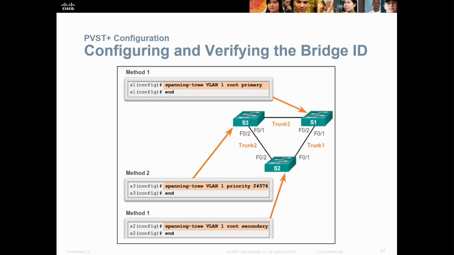Here in method 2, we could also change the priority to a lower number. Or we can actually set, again, a root primary or a root secondary, and that will then set those as primary and secondary roots.